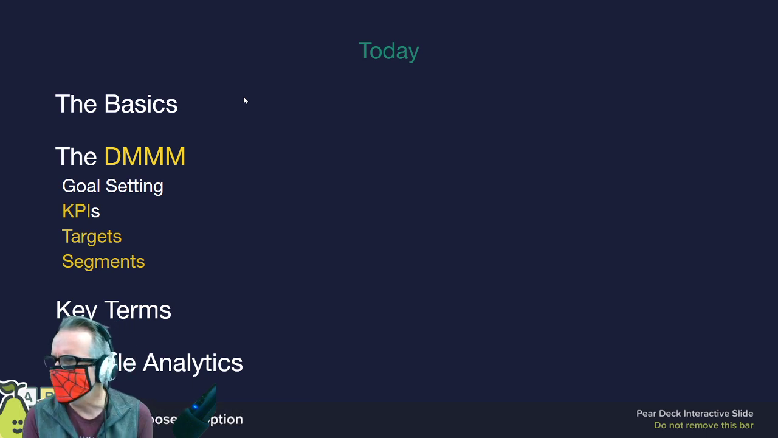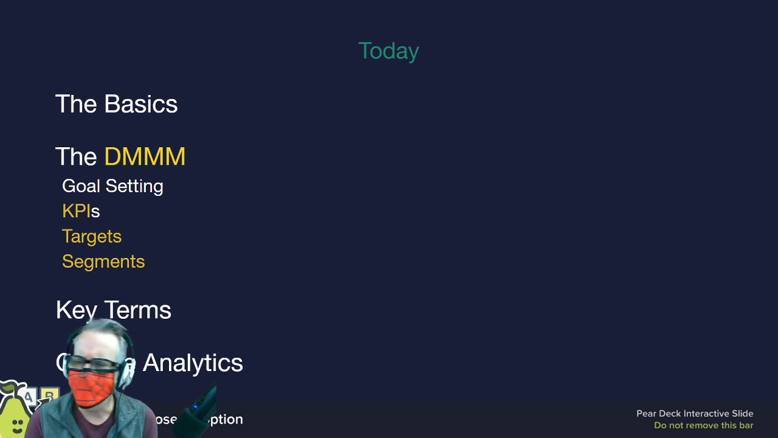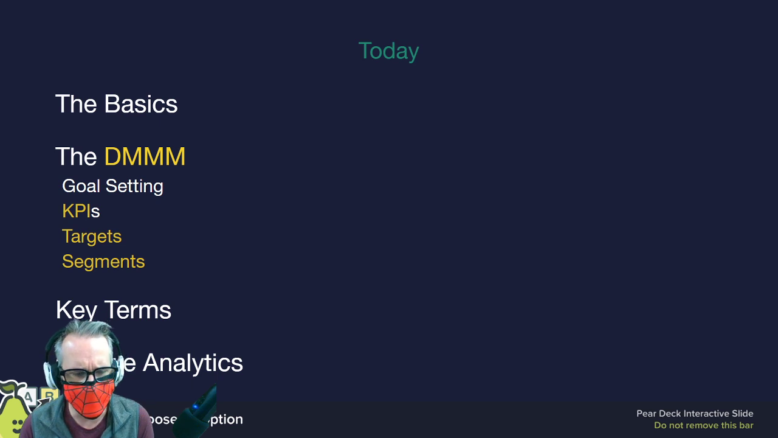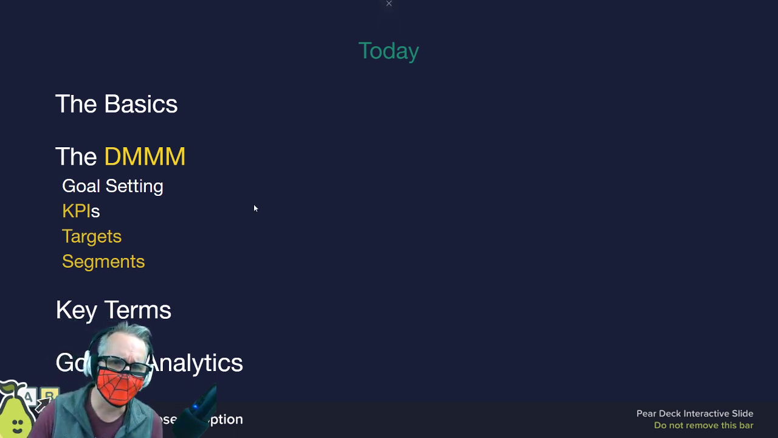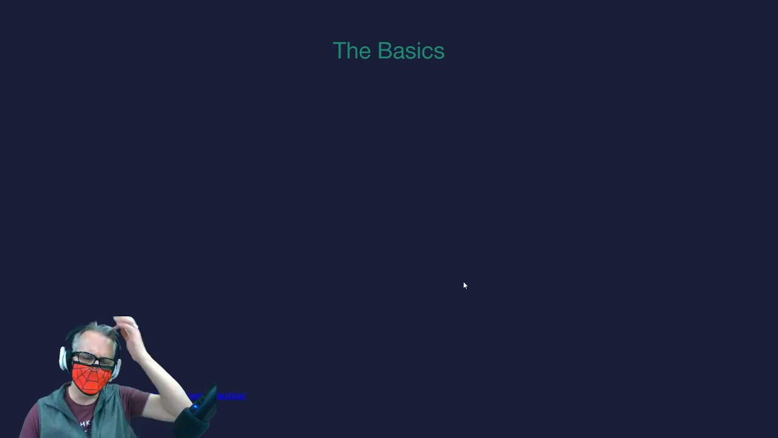All right. The basics of web analytics, the DMMM. What is goal setting? What are KPIs? What are targets, segments, different vocabulary words we need to worry about, and how to use Google Analytics. The basics.